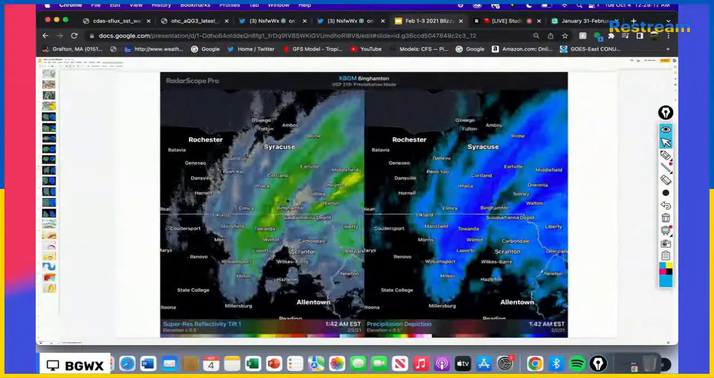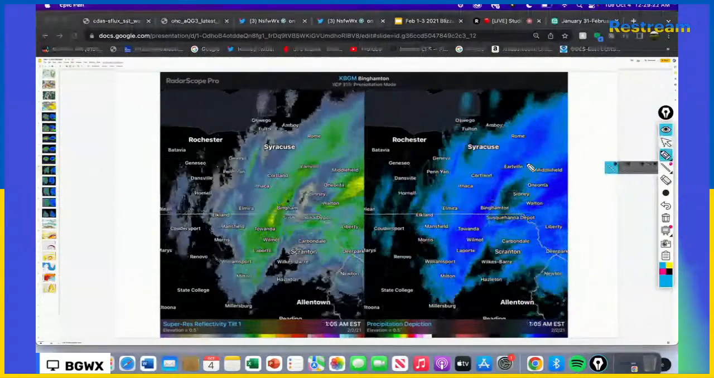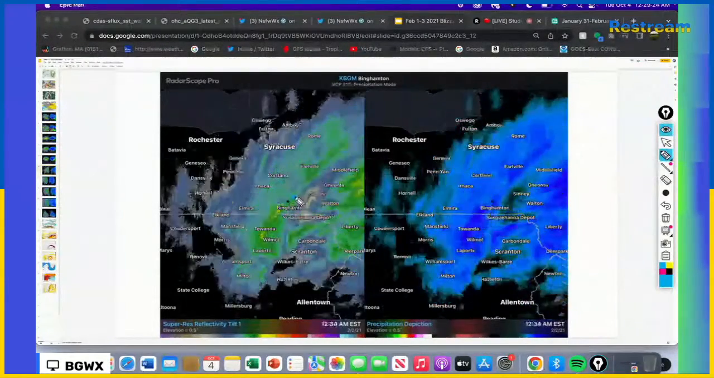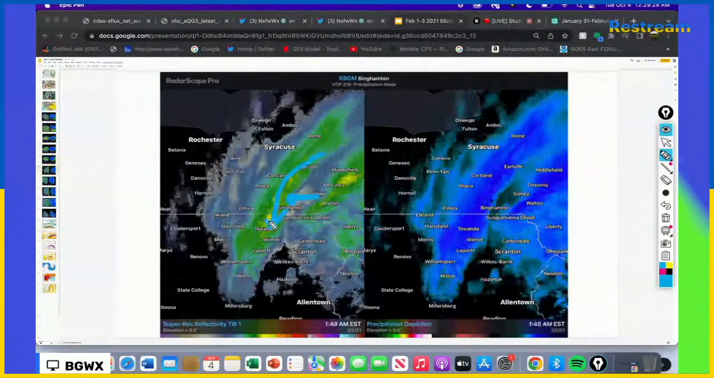And this was later that night, about 5 to 6 hours later. Now we're starting to see it's still getting pushed out, but you can see this band forming right here.